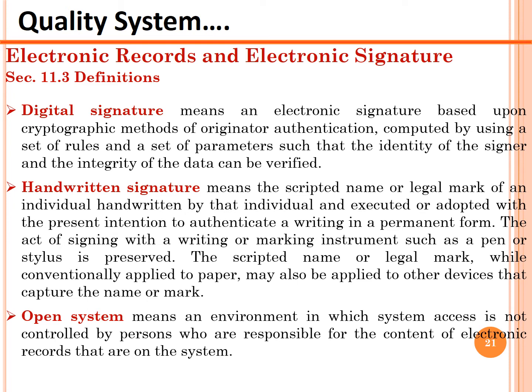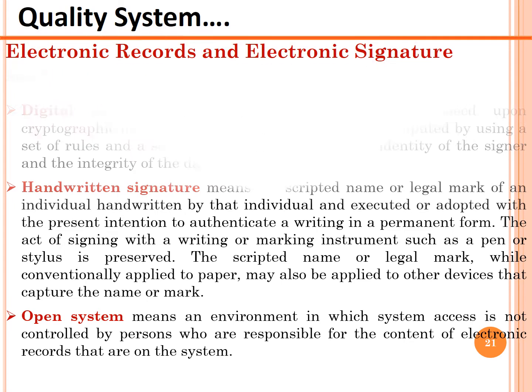The act of signing with a writing or marking instrument such as a pen or stylus is preserved. The scripted name or legal mark, while conventionally applied to paper, may also be applied to other devices that capture the name or mark. Open system means an environment in which system access is not controlled by persons who are responsible for the content of electronic records that are on the system.